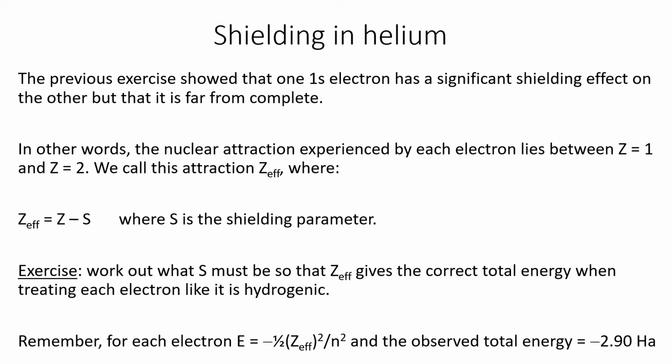We're going to equate this to the energy expression, which involves minus a half Z_eff squared divided by n squared. By substituting Z minus S for Z_eff, ultimately we're going to solve for S. You may have worked this out at the end of last time, or you might like to pause the video here and have a think about it, and I'll give you the method in just a moment.